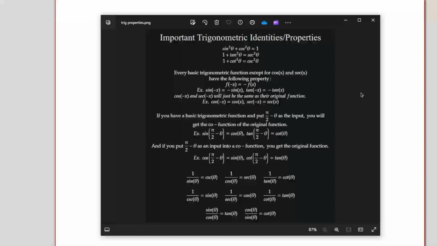And at the bottom here we have a few quotient properties that you will just have to memorize. I'm not going to be going over all of these, but they will be in the image linked below. Anyways, let's get started on our practice problems.